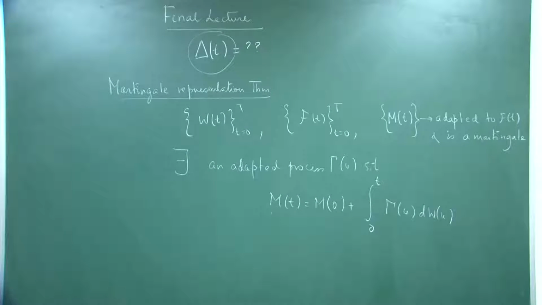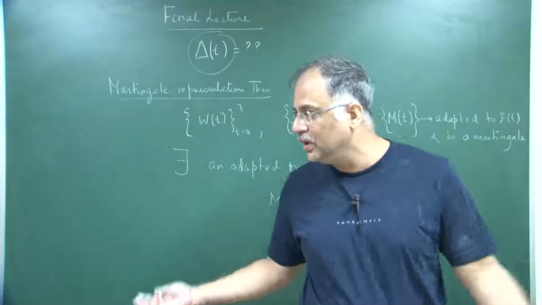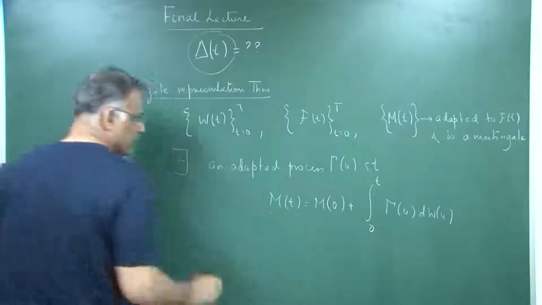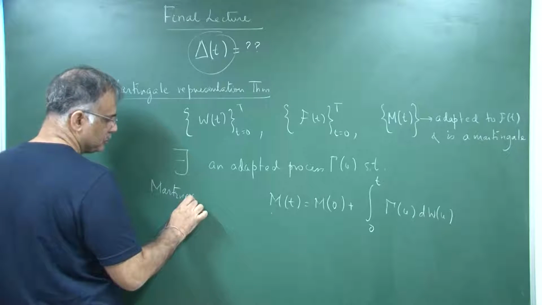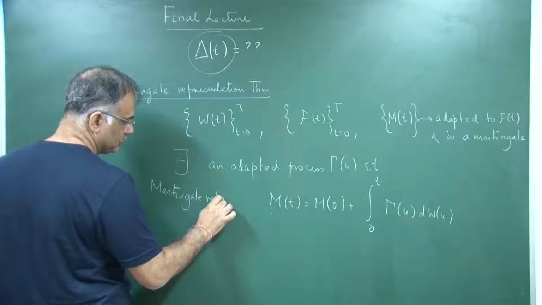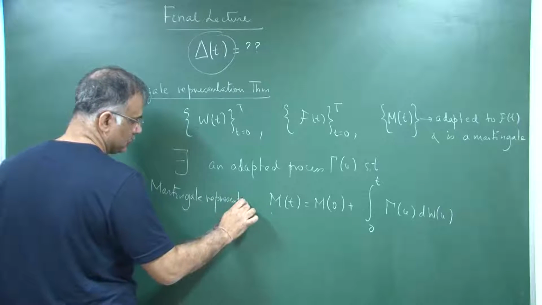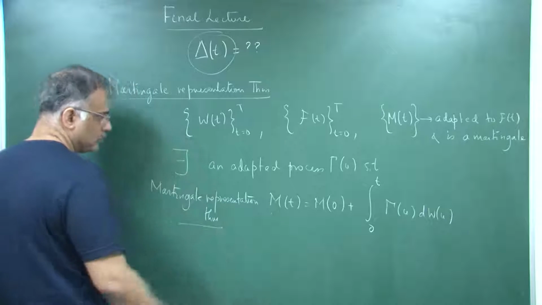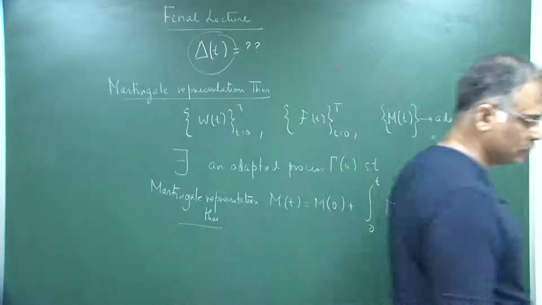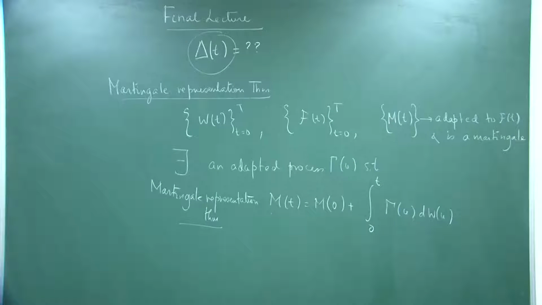What does it say? It says every martingale can be represented as an Ito integral, that is the whole thing. It is called the Martingale representation theorem. Every martingale can be represented as an Ito integral. Once this is done, it is easy to figure out how to do that.